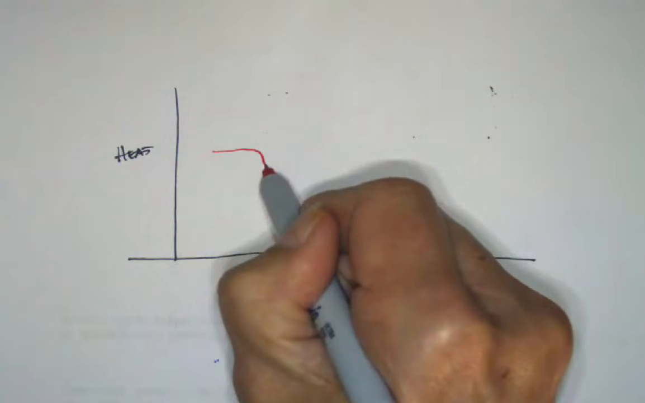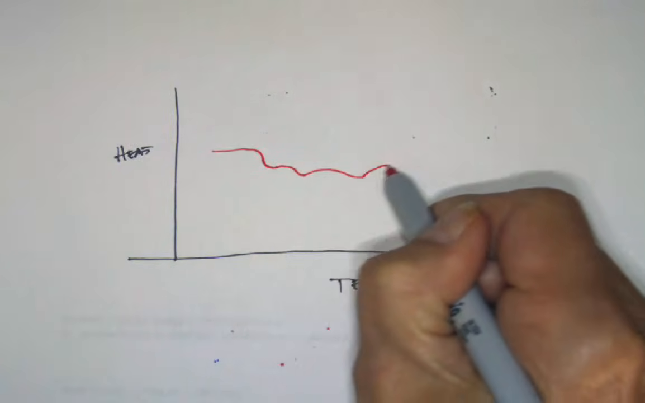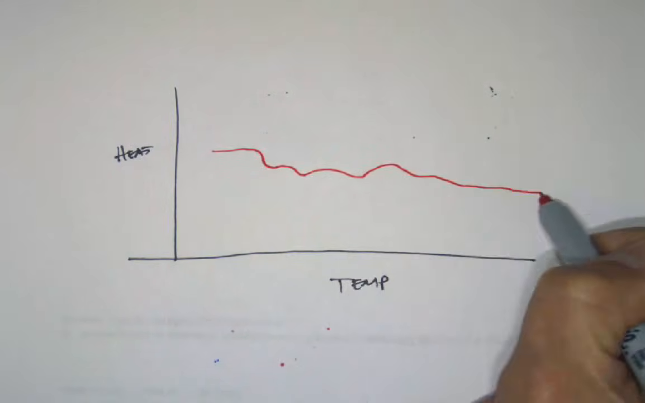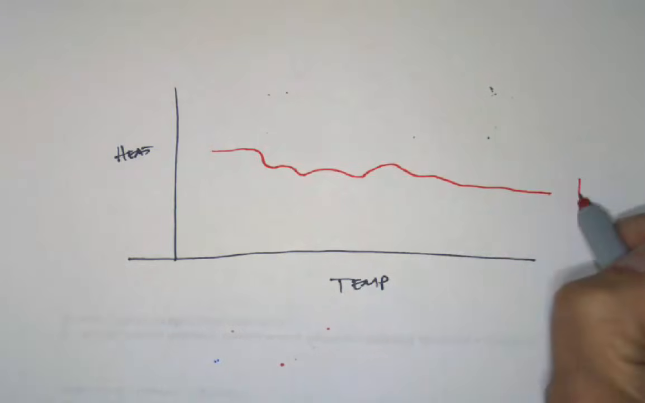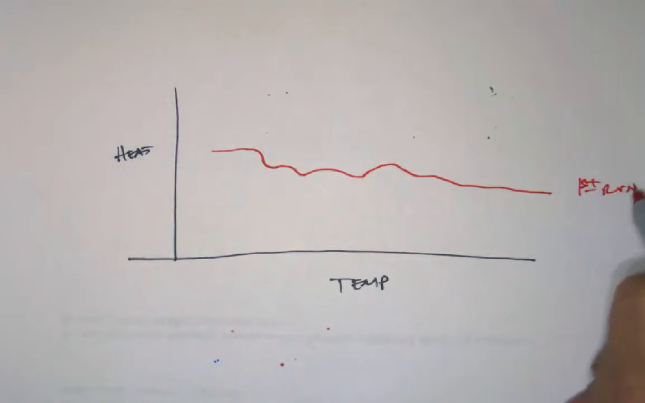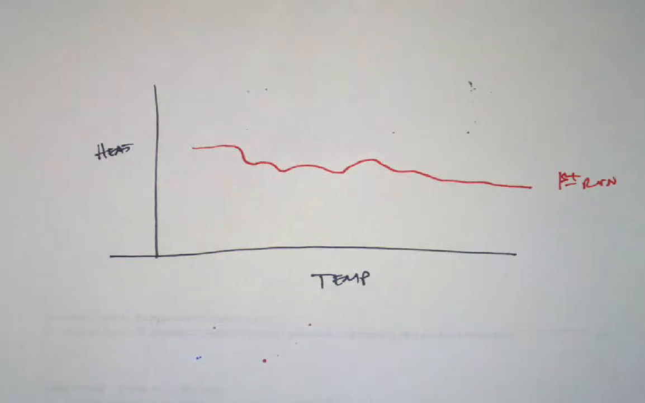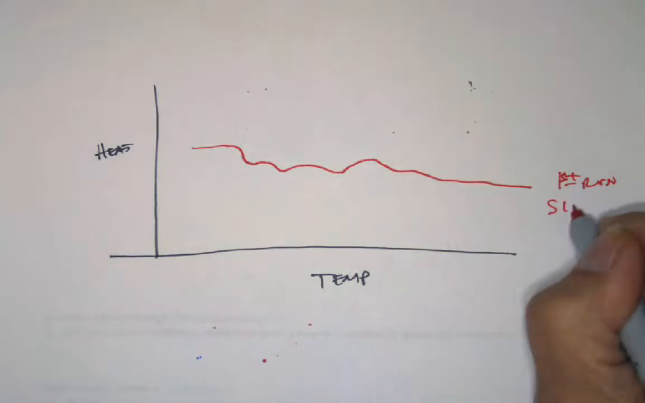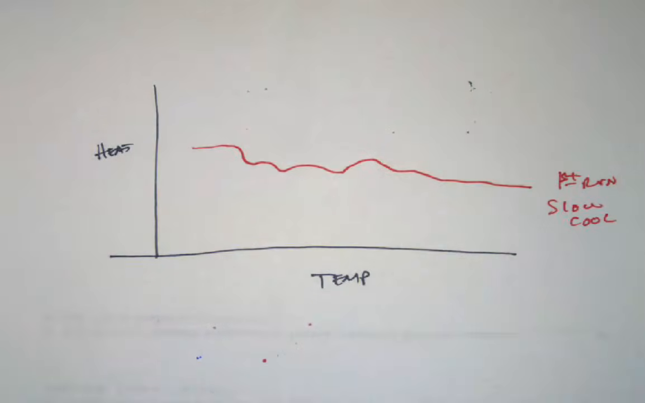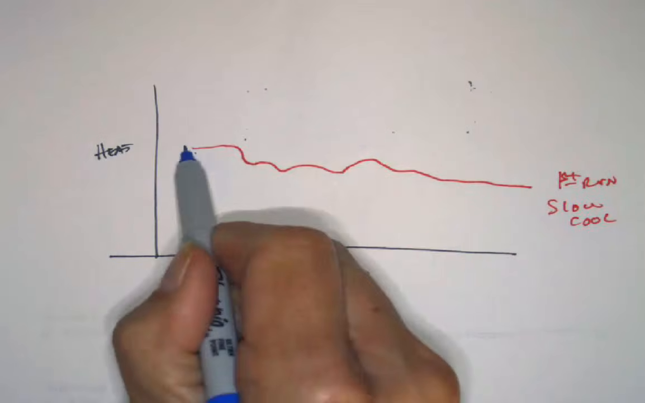So let's say we have a first run that shows a Tg, and then it shows a bunch of other stuff, wiggly stuff, and then maybe trails off down here. And so there's your first run. And you go, oh, that's ugly. I don't know if something's happening here. So let's do a slow cool. And let's run it again.